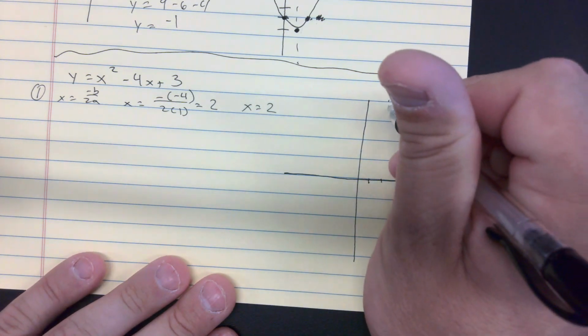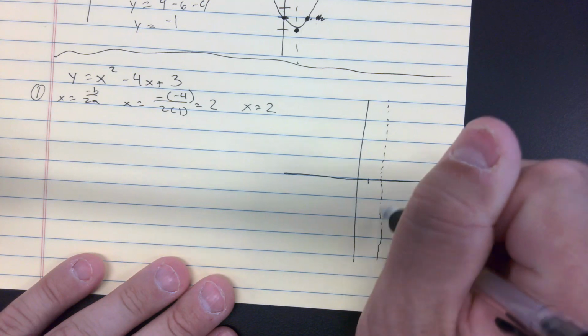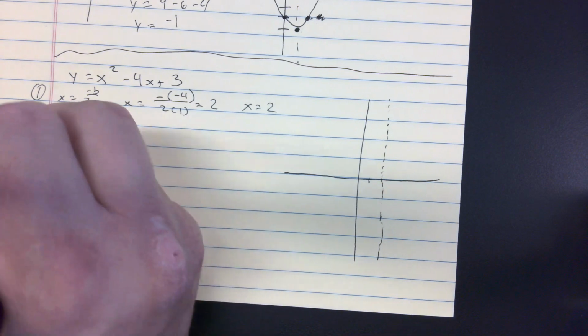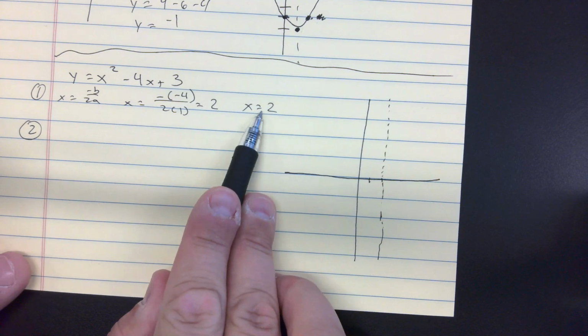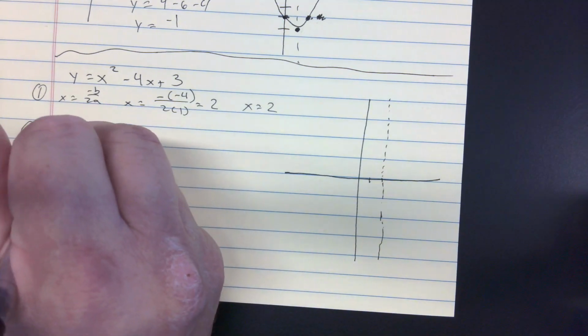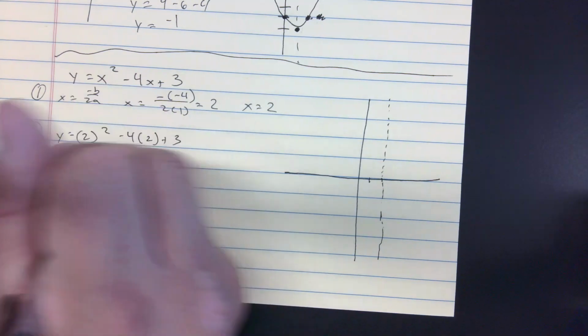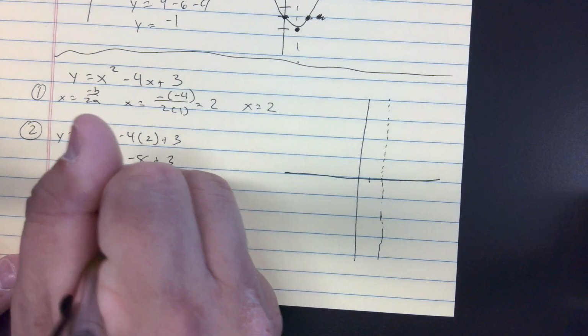1, 2. Boom. Line of symmetry. Remember, you can't plot a line of symmetry on Alex, but I can because I'm doing it on paper. Step number 2, vertex. We find the vertex by plugging the line of symmetry back into our equation for all the x's. So y is going to equal 4 minus 8 plus 3, or negative 1.